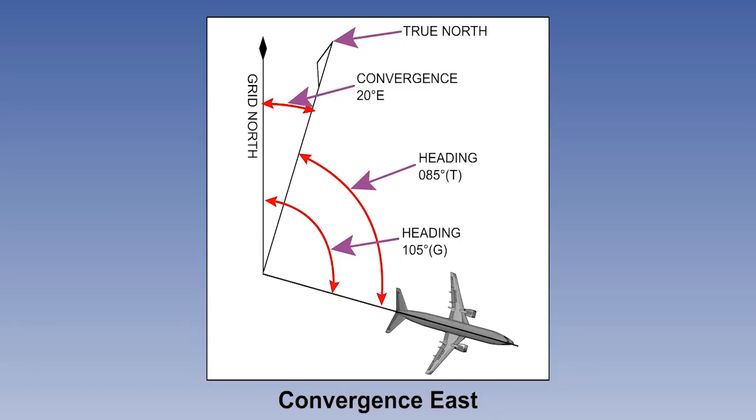This shows convergence east, true least. True north is out to the east of grid north, so convergence is defined as east. The grid heading is 105 degrees. Convergence east, true least. True should be 20 degrees less than grid, so the true heading should be 085, which it is, as we can see.